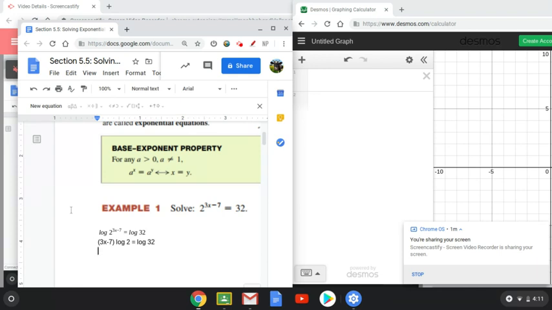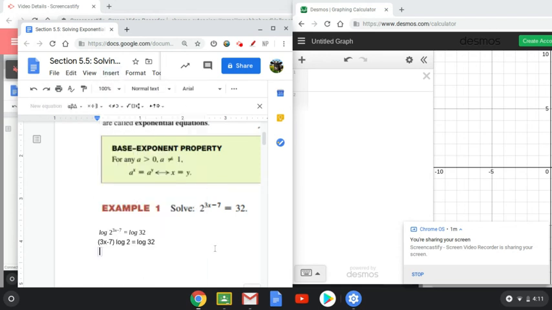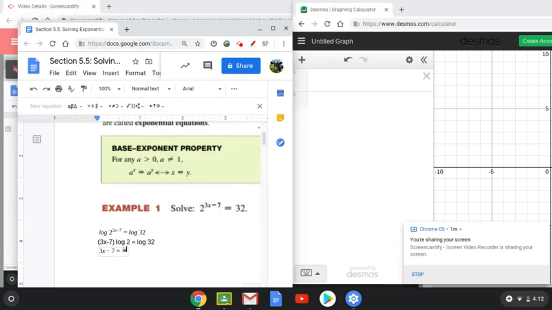Well, step 1 is I have this log base 2 now that is being multiplied by 3x minus 7. Well, how do I get something that is being multiplied to the other side of the equation? Well, I divide it. So your first step is to say 3x minus 7 equals, and then you're going to have a fraction. You're going to have log of 32 divided by log of 2. Okay?